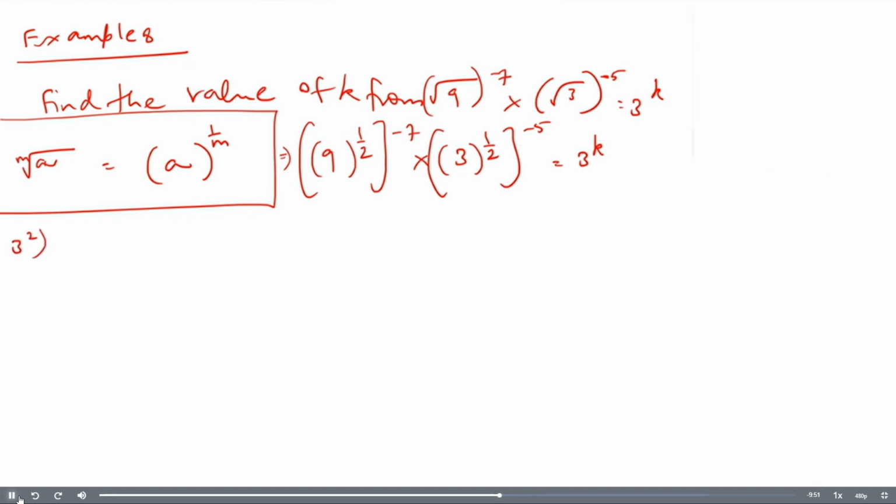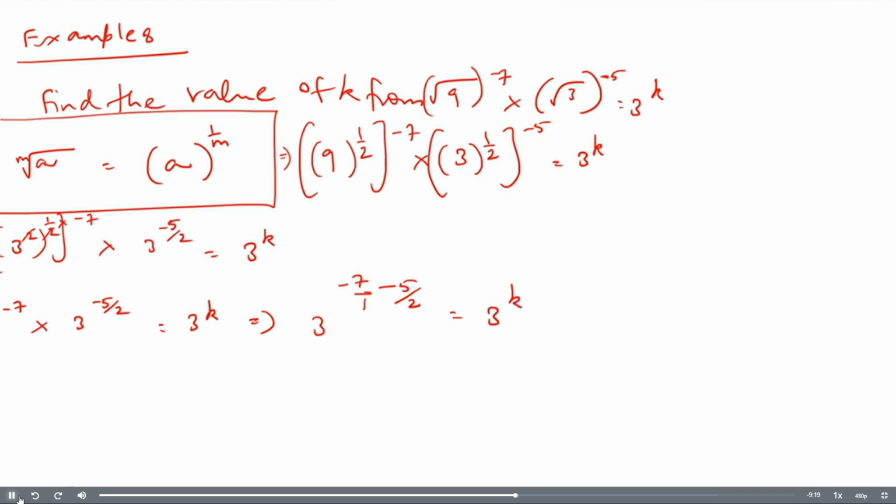Then 3 square to the power 1 by 2 into minus 7 into 3 to the power minus 5 by 2 is equal to 3 to the power k. 2 and 2 get cancelled. 3 to the power minus 7 into 3 to the power minus 5 by 2 is equal to 3 to the power k. 3 to the power minus 7 minus 5 by 2 is equal to 3 to the power k. 3 to the power minus 14 minus 5 by 2 is equal to 3 to the power k. 3 to the power minus 19 by 2 is equal to 3 to the power k. Therefore, k is equal to minus 19 by 2.